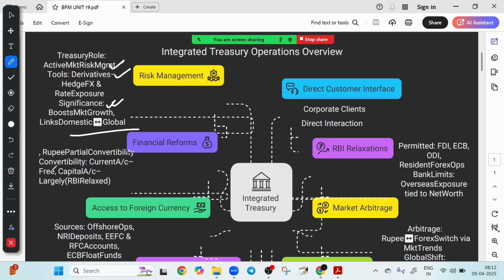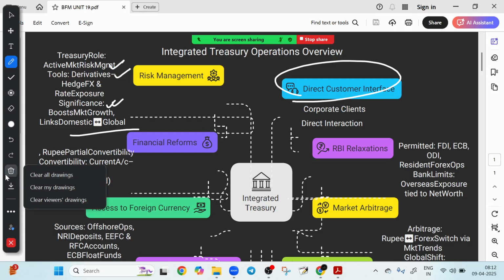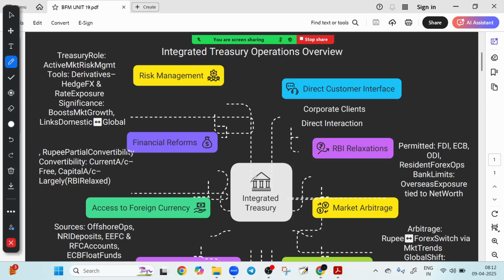Now friends, let's look at the direct customer interface. On the right side you can see integrated treasury is not just about numbers. It speaks directly with the corporate client. This is called one-to-one interaction. It helps tailor solutions, build trust, and bring financial strategies closer to the real business need.